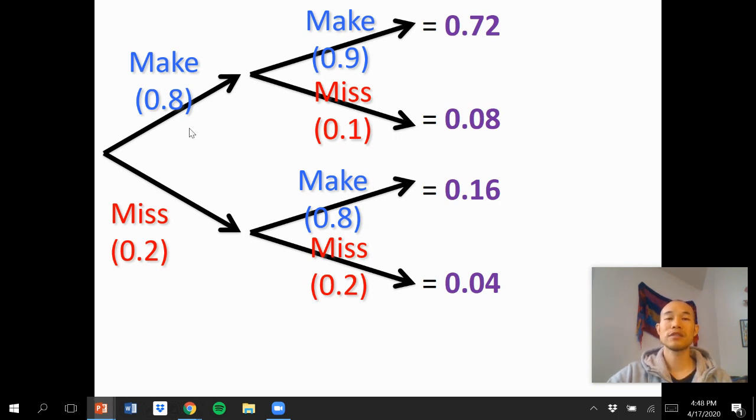And how much is each of these events worth? Well, if you make both shots, you will get 2 points. If you make one shot, you'll get 1 point. And if you miss both your shots, you'll get no points.